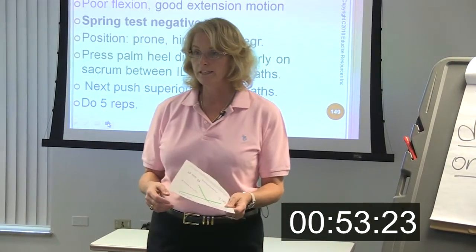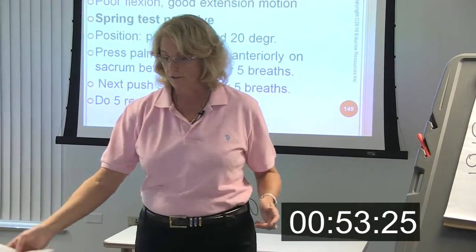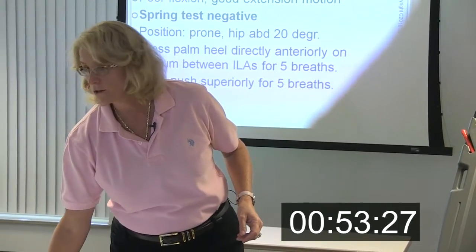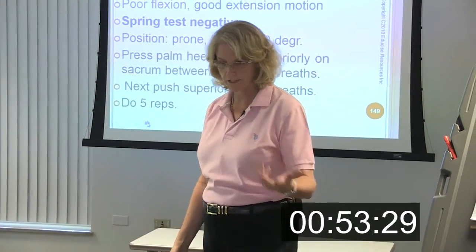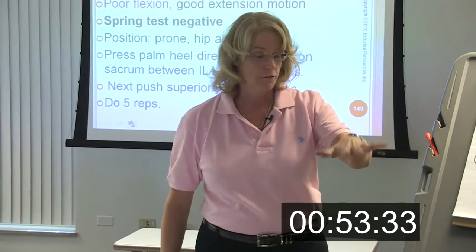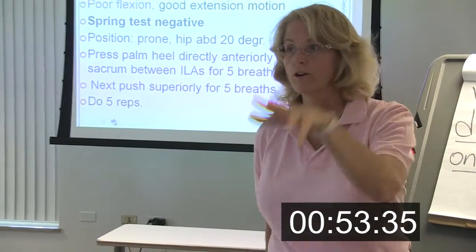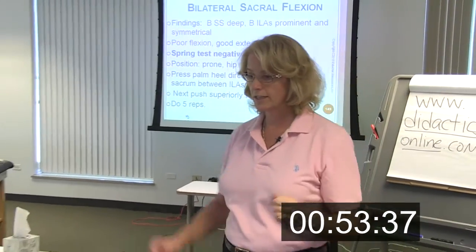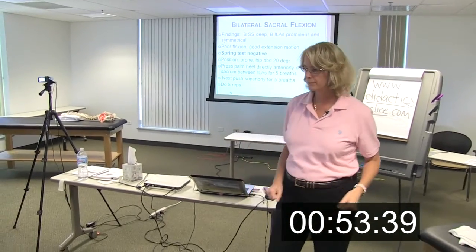So this is pretty easy. Let's go ahead and try it. On this, the spring test is going to be negative because they're flexed, they're springing just fine. Very good flexion. Very good extension motion, poor flexion because they're already at the end of the range. So let's get a body on the table, let's palpate.